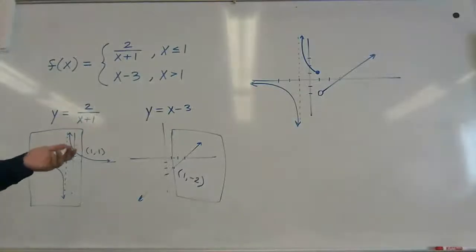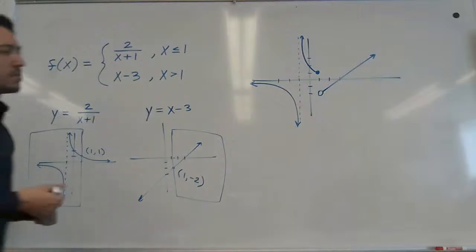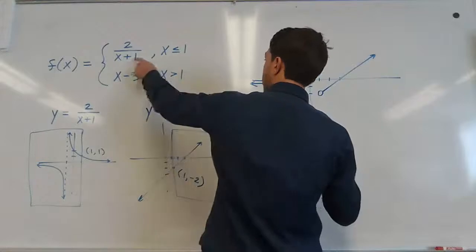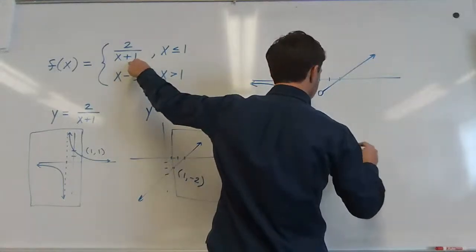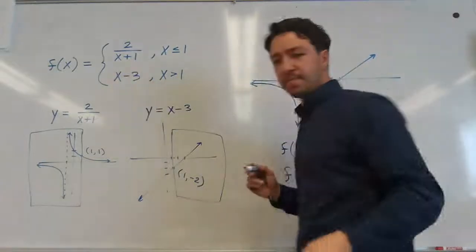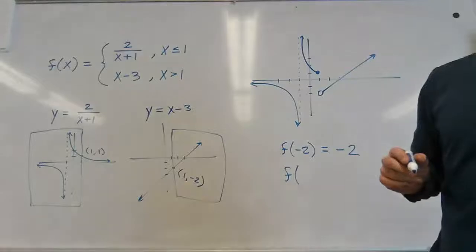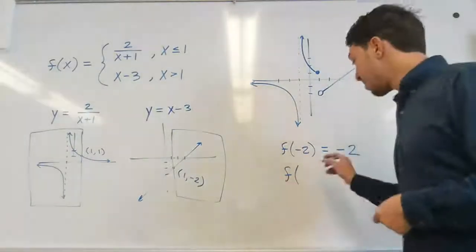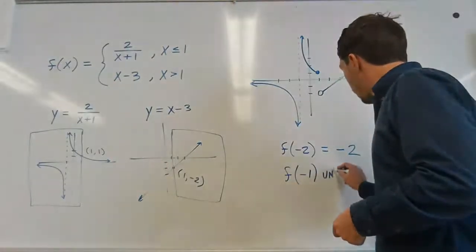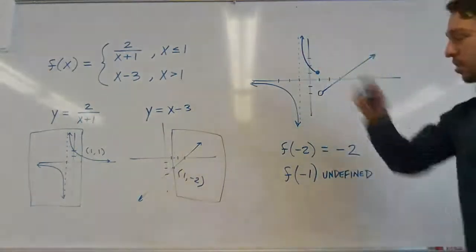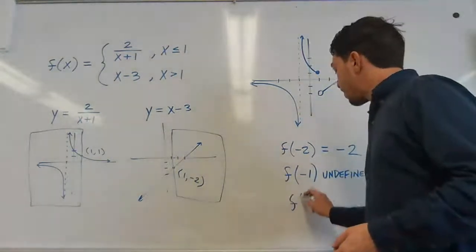What's f of negative 2? What do I do with the negative 2 if I'm asked f of negative 2? I plug it into here, and I get negative 2. How about f of negative 1? Well, that's undefined, isn't it? Did I ask you for f of negative 1? No, you're right. So savage. f of negative 1 is undefined. You'll be dividing by 0. What's f of 0? 2.